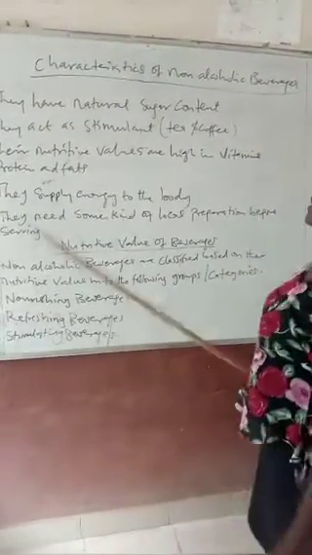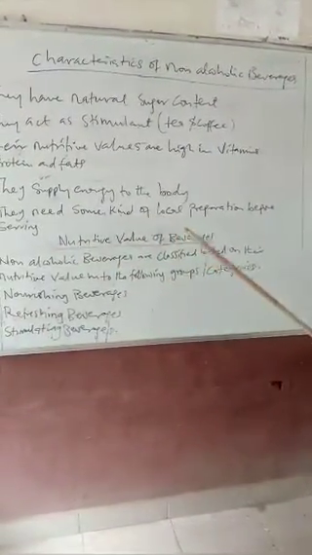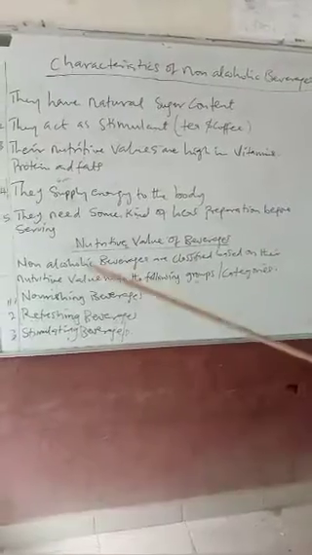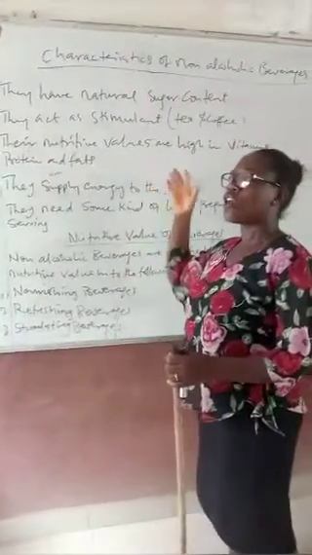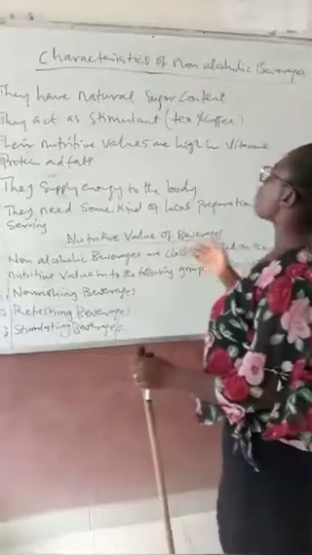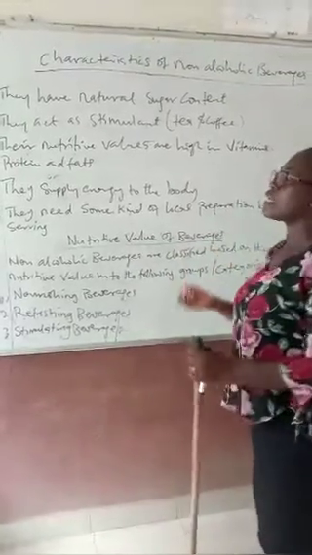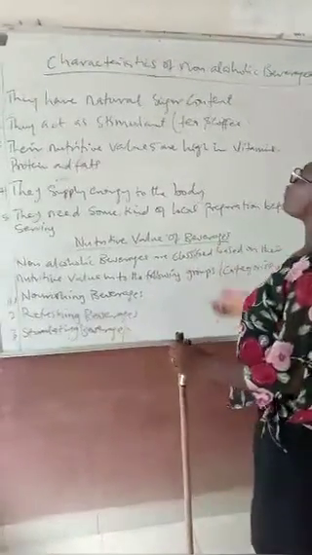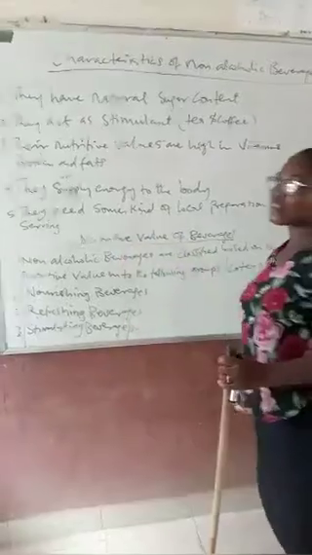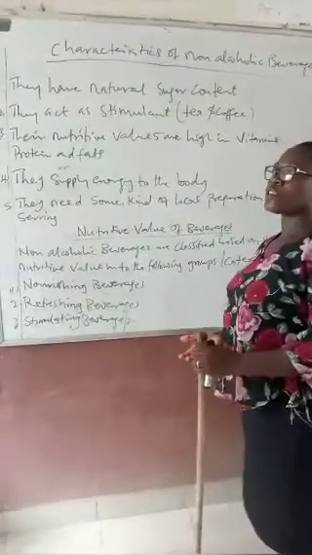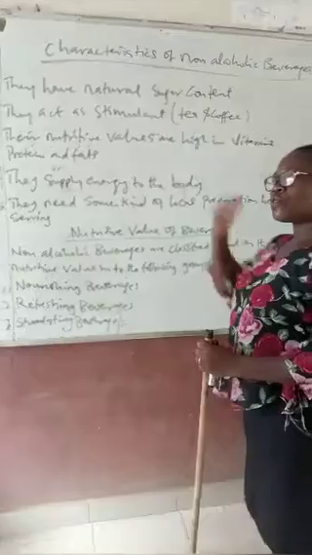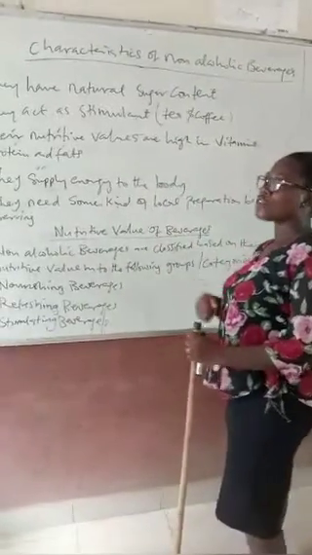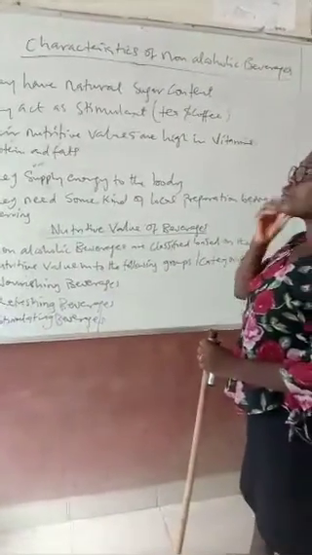Number five, they need some kind of local preparation before serving. Yes, before serving some of those non-alcoholic beverages, you have some local kinds of preparation you make. Example, when you want to make lemongrass tea, you have to cut it. After cutting it alive, then you preserve it. You boil your water, add it, and sip before you drink.